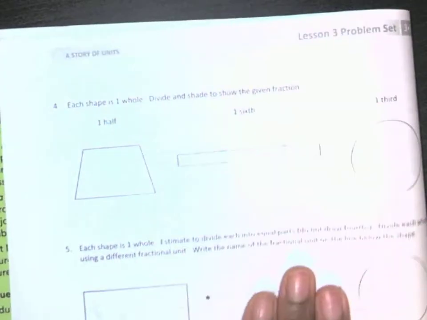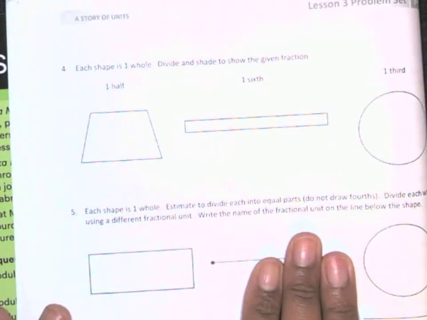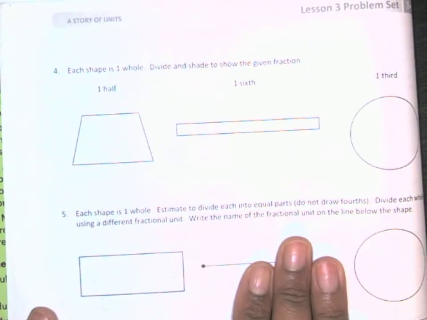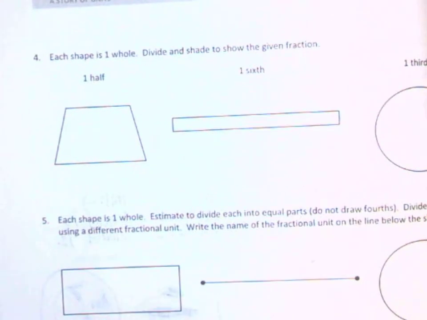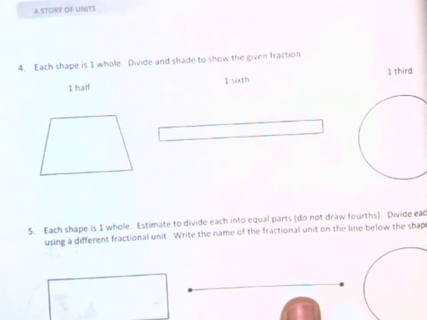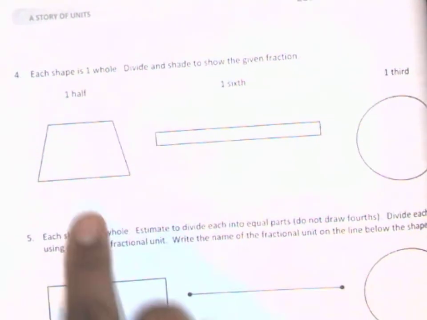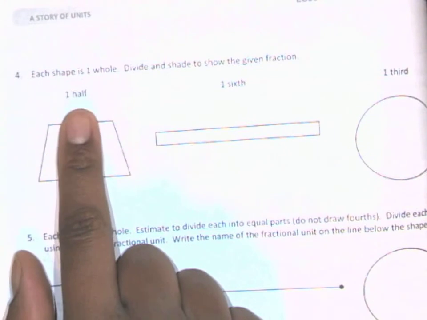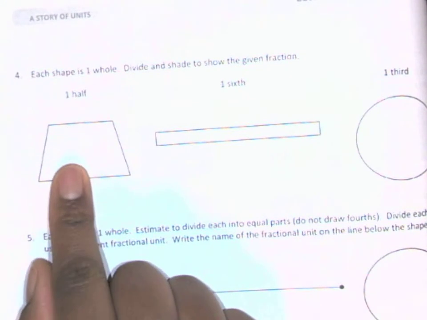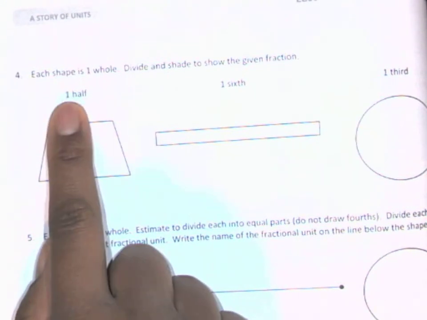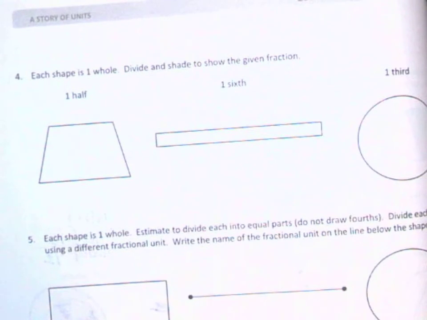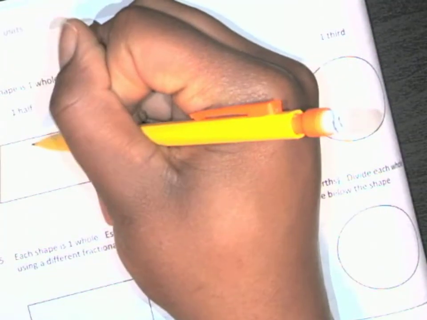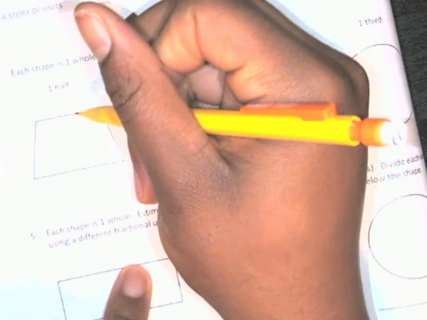Okay. So each shape is one whole. Divide and shade to show the given fraction. Okay, so they want you to draw 1/2 here and then shade the 1/2 so that we know that we're making halves. So I'm going to split this right down the middle.